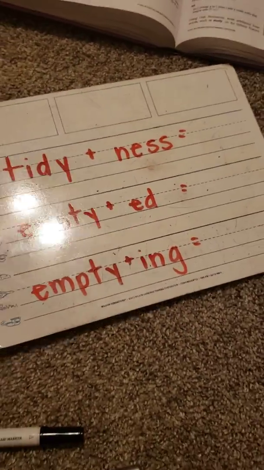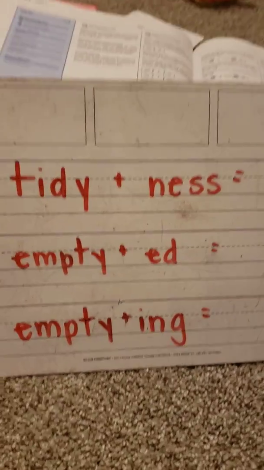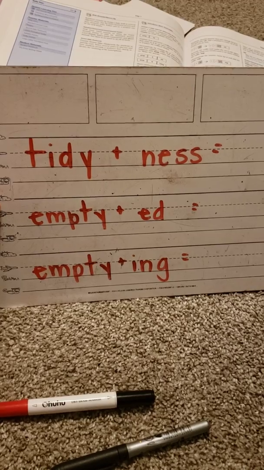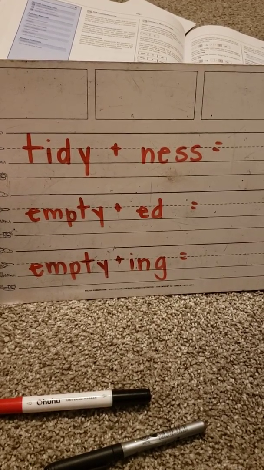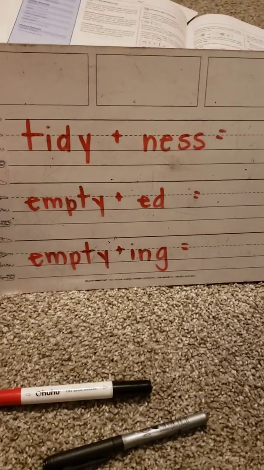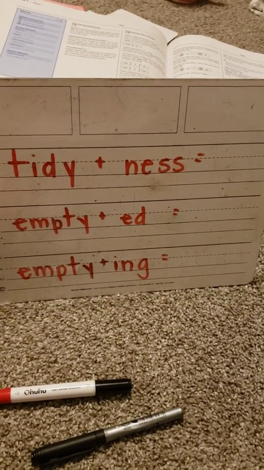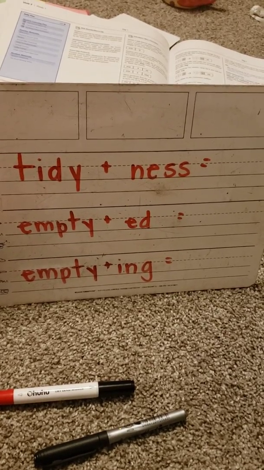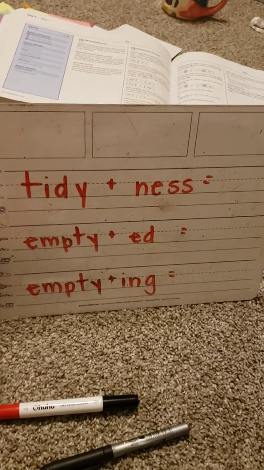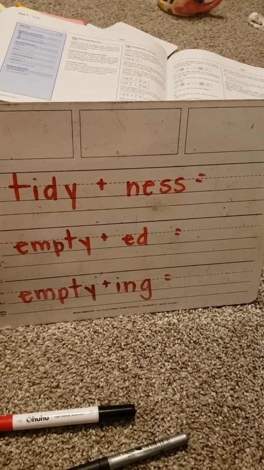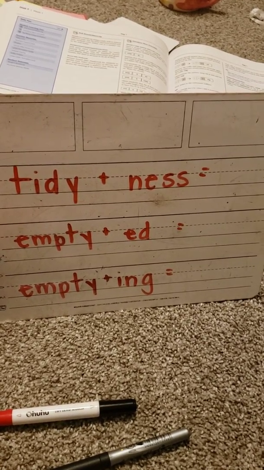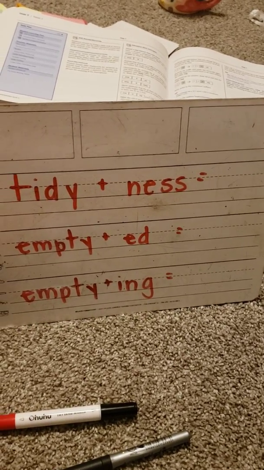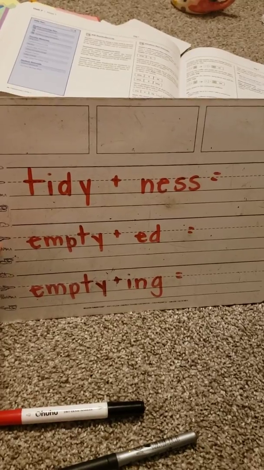Okay, on that same beautiful piece of paper that you have, here's your little exit ticket. I want you to write down how you would spell tidy plus -ness, emptied, which is empty plus -ed, and emptying. I want you to write those down. And then I want you to snap a little picture of it and text it to me. I will tell your grown-ups what number you can text it to me at. Or you can Dojo it to me. Or you can type it in the comments. Or whatever you want. Just make sure you put your name on it so that I know it's you.